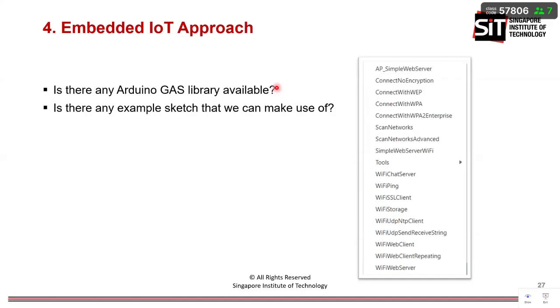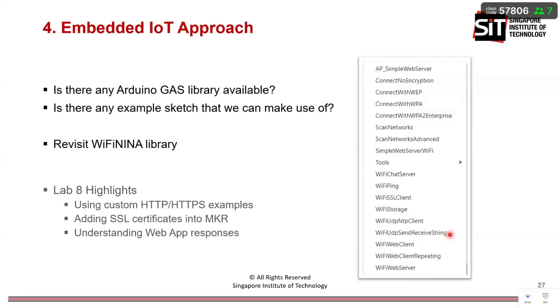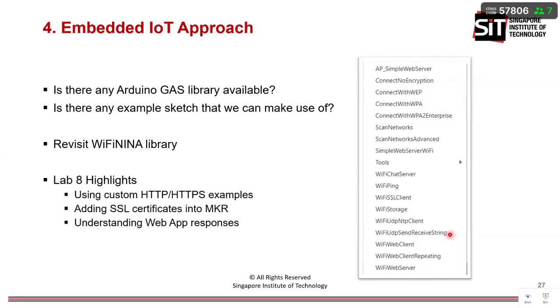So if there isn't any, then how can we start? This is the Wi-Fi Nina library. Within Wi-Fi Nina library, remember week 1, you have played with AP Simple Web Server, then you have a Wi-Fi web server that you execute in week 1. In fact, within this example code, there are a few things that we can make use of. So what are those things? We can make use of the Wi-Fi web client repeating to constantly send data and so on.